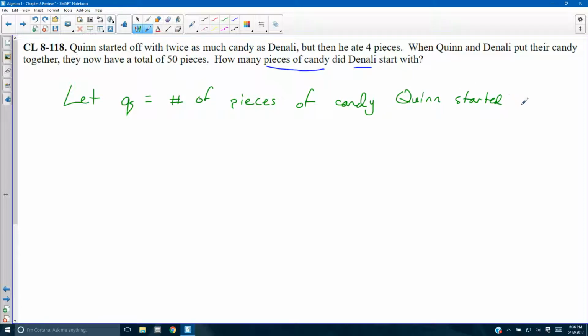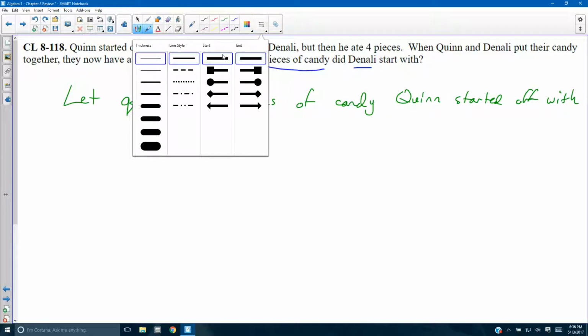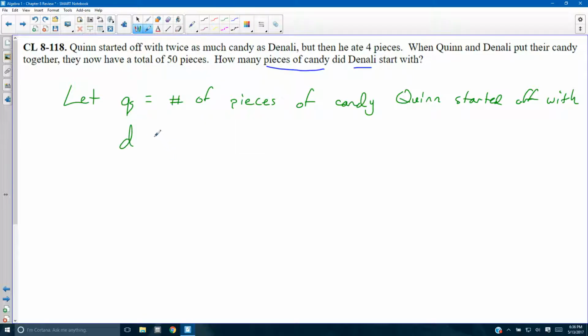If I get 5, that means 5 pieces of candy. And that's what I'm looking for, defining that variable. And it's very important that you do that for another reason as well, and we'll jump into that when we make the equations. D will equal the number of pieces of candy Denali started off with.